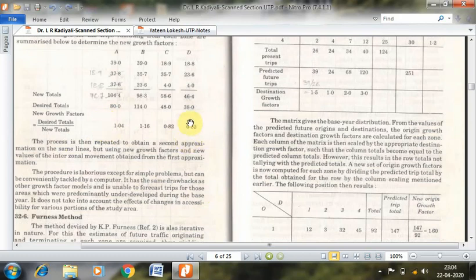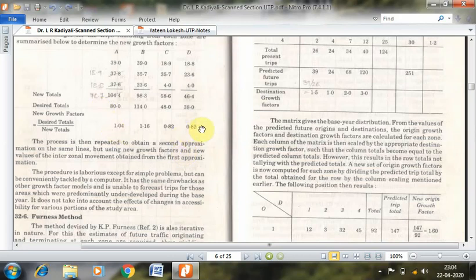As I had told you, the growth factor is expected among all these different techniques what we have under growth factor method. You need to achieve the growth factor somewhere close to plus or minus 1. Okay, so you can observe that the new growth factor is very close to 1. If you want to have a reiteration to again achieve better distribution of trips, then you need to reiterate the process. So the process is then repeated to obtain a second approximation on the same lines, but by using the new growth factors.